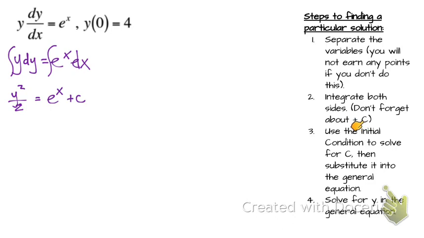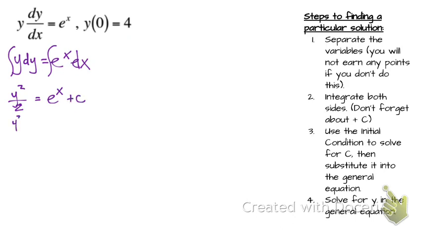They usually give you points for adding plus c, so if you remember to put that plus c, you can earn some points for that. It says use the initial condition to solve for c, and then substitute it back into the general equation. So here's my initial condition. y of 0 equals 4. So everywhere I see an x, I'm going to plug in 0. Everywhere I see a y, I'll plug in 4. And then c is what I'm solving for.